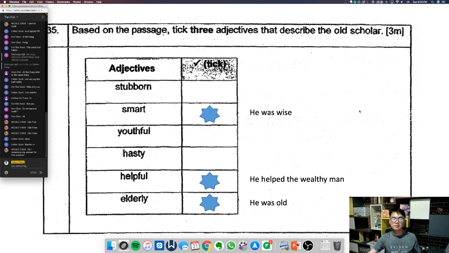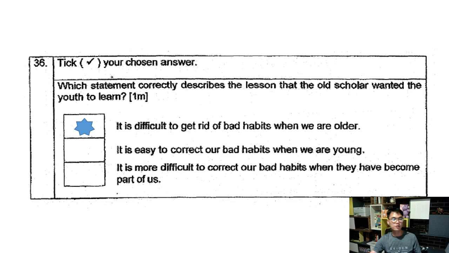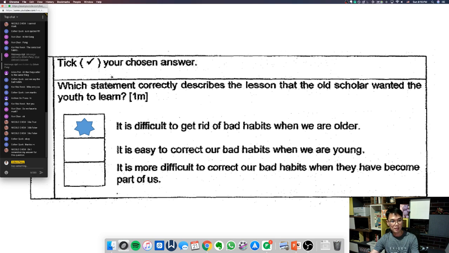All right, great. Now let's move on to the next question. Question 36, and again, which statement correctly describes the lesson that the old scholar wanted the youth to learn? This is rather tricky. I know that many of you may have written the second one, "It is easy to correct our bad habits when we are young," as the answer, but the answer is the first one. It's difficult to get rid of bad habits when we are older.